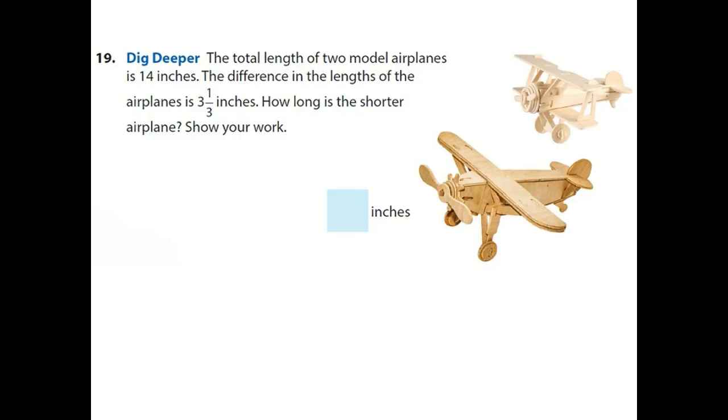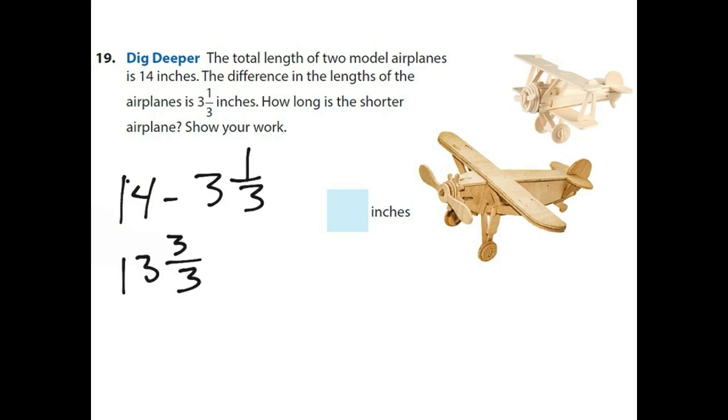All right, let's see if you got this. The total length of two model airplanes is 14 inches. The difference in the lengths of the airplanes is 3 1/3 inches. How long is the shorter airplane? Show your work. So we got 14 inches. We're going to subtract 3 1/3. Well, I've got 13 3/3 minus 3 1/3. So I've got 10 2/3.